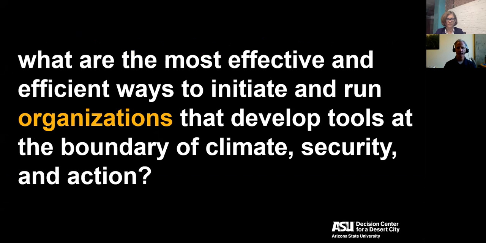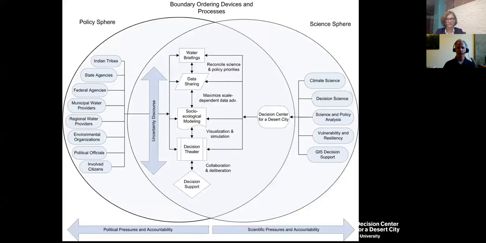So first we ask, what are the most effective ways to initiate and run these kinds of organizations? And I understand many of you on this webinar are involved in this kind of work. So how do we engage in these? So one example that comes from our work at DCDC is to focus on these tasks in the intersection between science and policy. So among the tasks that we need to accomplish are to reconcile the priorities between the scientific audience and communities and the policy communities.